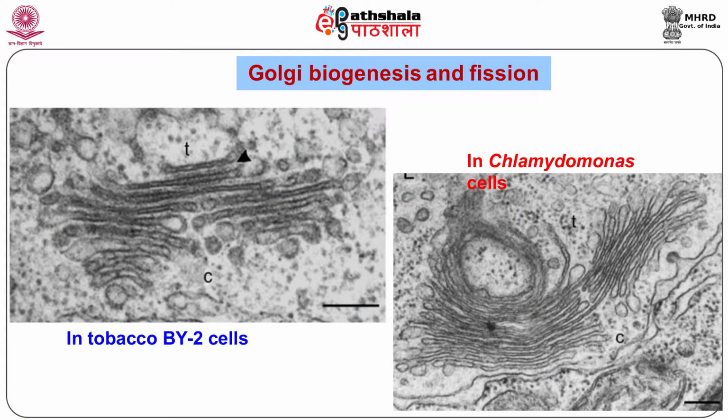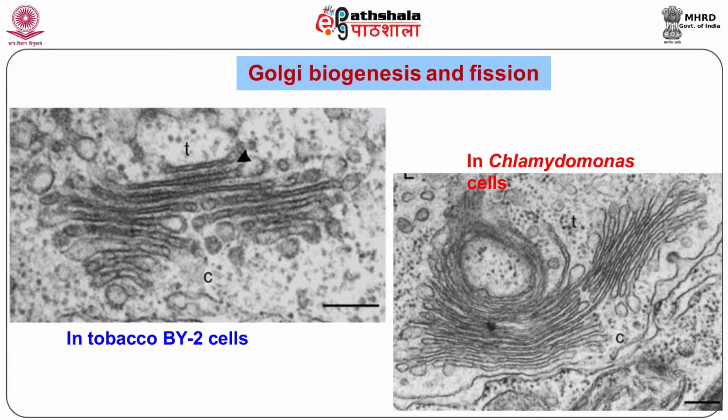Golgi stacks can multiply in two ways. One is through fission of existing stacks. This can be seen in tobacco BY2 cells. Here, cis Golgi cisternae on forming side elongate and undergo fission to form two stacks of dictyosomes. They would separate later and function as two separate Golgi units.